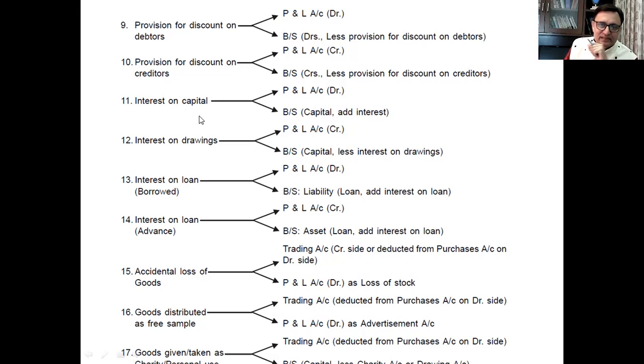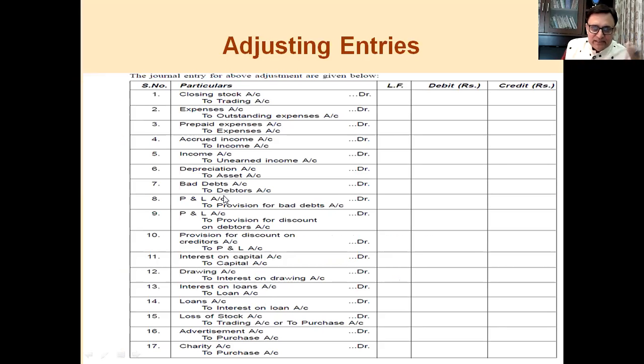Similarly, for interest on capital, on the one hand we will debit it in the profit and loss account, and on the other hand, on the liability side, capital will be added with the interest on capital. For interest on drawings, profit and loss account will be credited, and on the other hand, in the balance sheet, capital will be deducted. So all these adjustments are made. These are the adjusting entries which we pass for all these kinds of transactions.